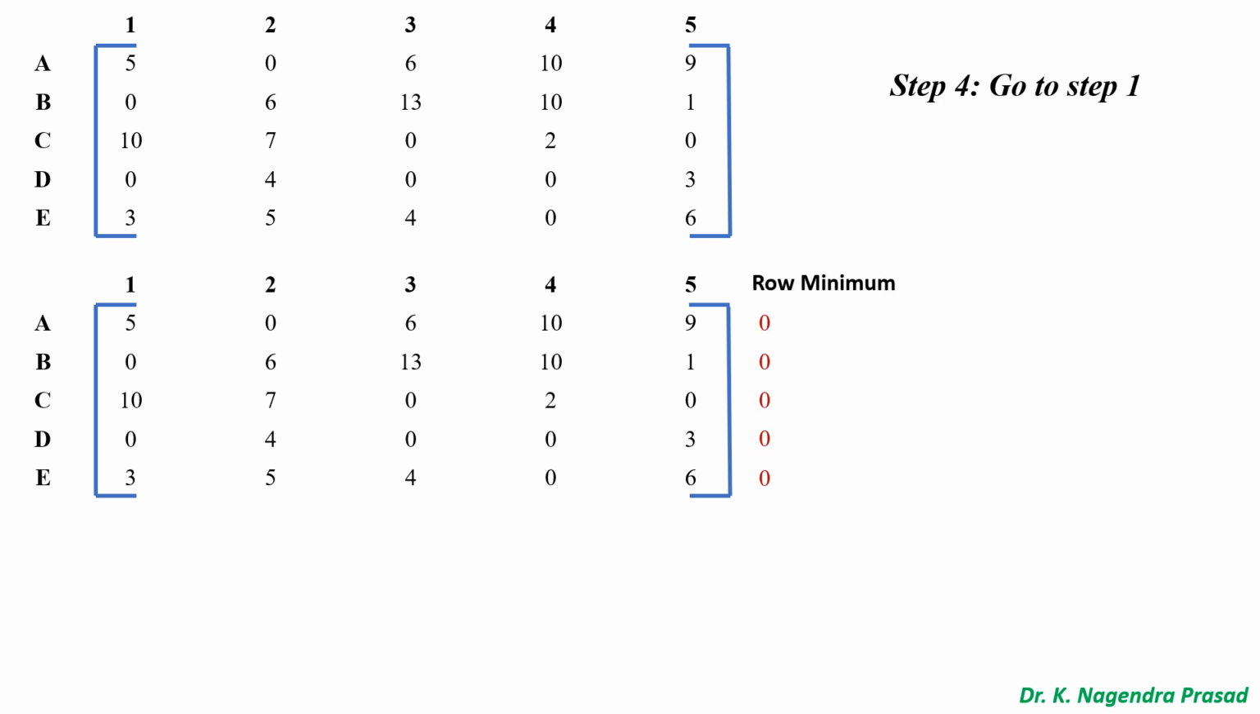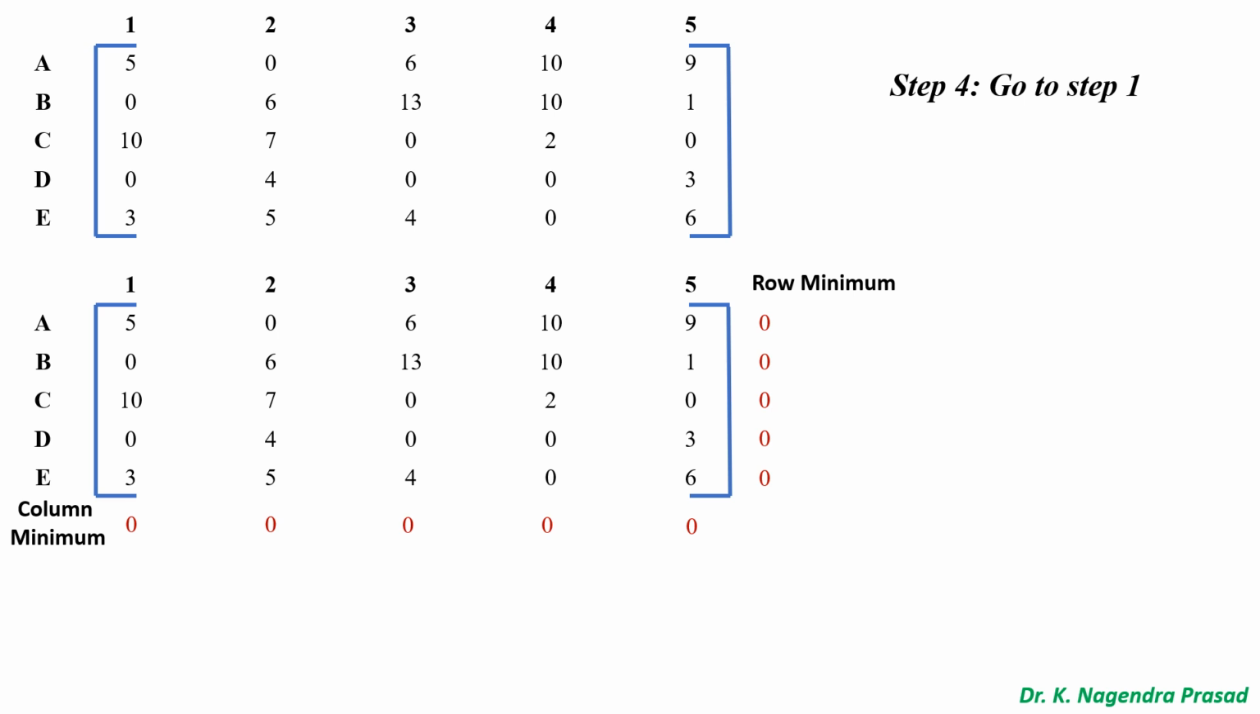Here the minimum value from each row is 0. Similarly, the minimum value in each column is 0. So the row minimum and column minimum values are 0. Then we subtract the 0 from all the row and column entries. Then we will get the same matrix. Next we will go for phase 2.